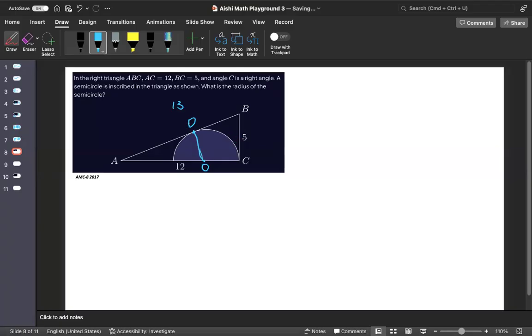So this would be a right angle, because wherever the radius in the circle touches the tangent line, it forms a right angle. And also BC and BD would be equal because they're both tangent to the circle.